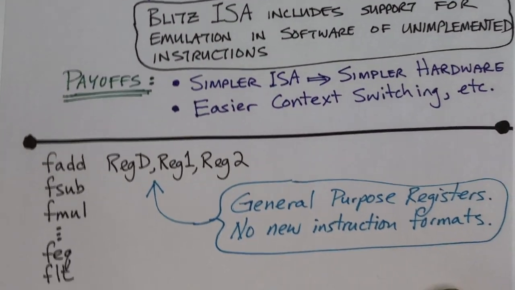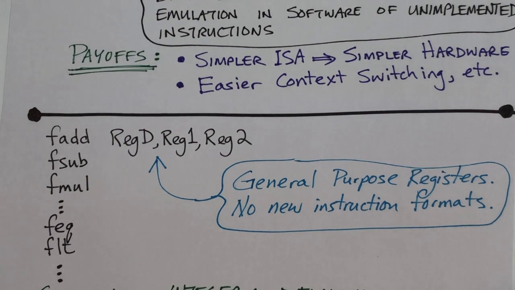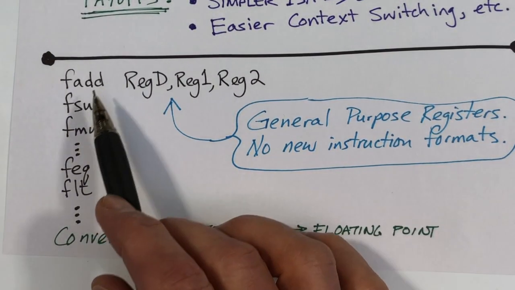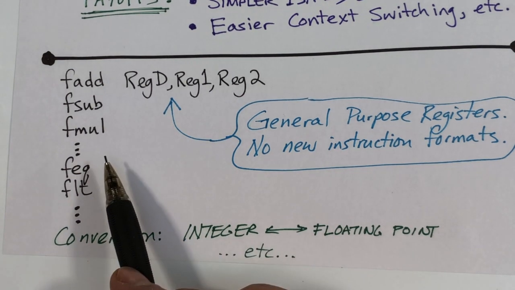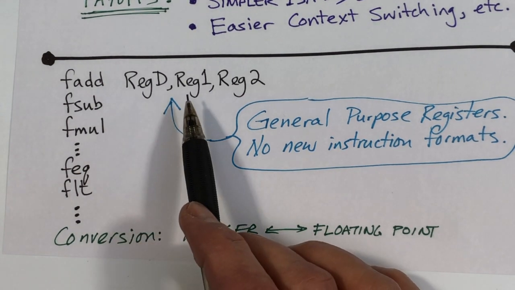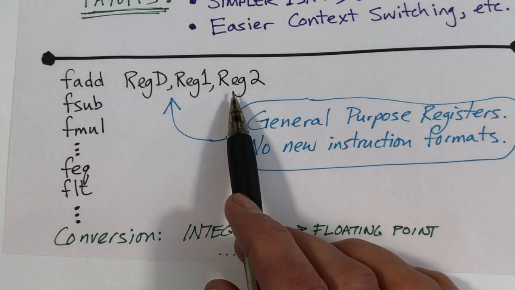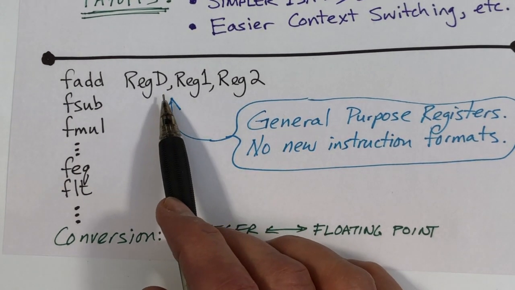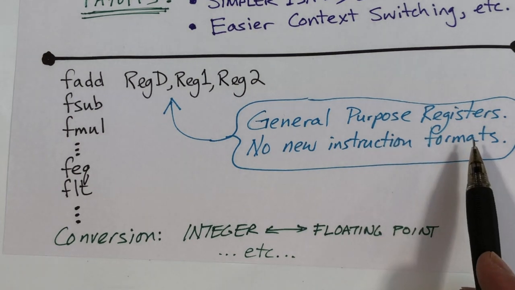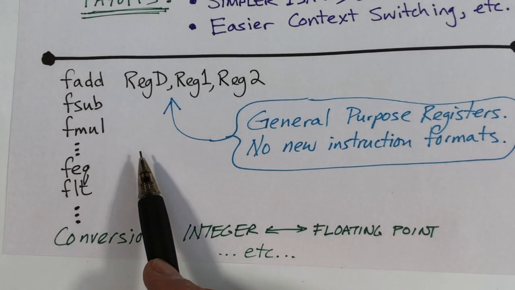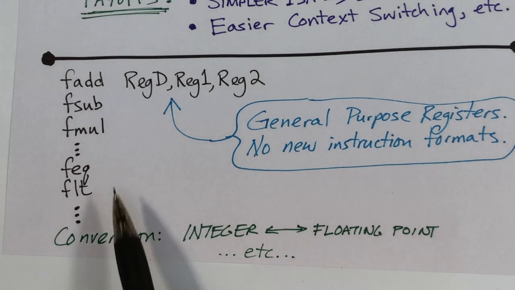So given all of that, we can look at the instructions. We have add, subtract, multiply, and several others. And these are all register-to-register operations. Again, the operands and the result will be kept in the general purpose registers. There are no new instruction formats required to support floating point.